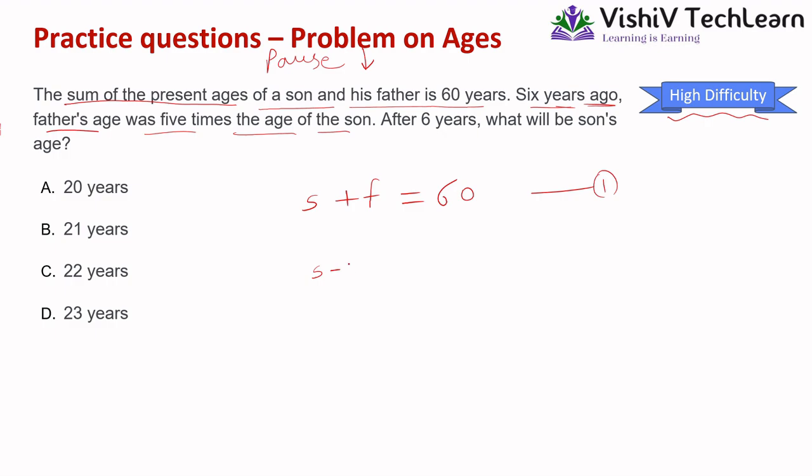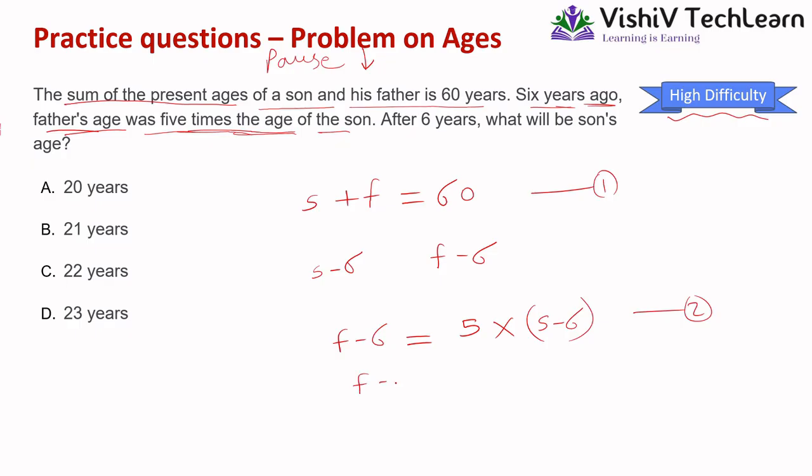Now 6 years ago would be s minus 6 and f minus 6. And what is the condition? Father's age was 5 times the age of son. Father's age is f minus 6, which is equal to 5 times the age of son. We can make it 5 multiplication, age of son is s minus 6. So we got the second equation.